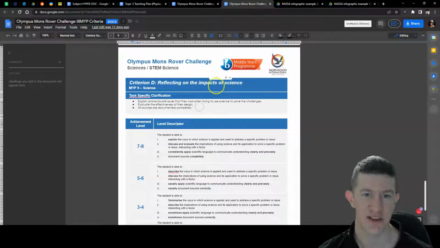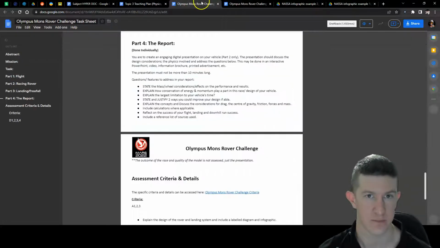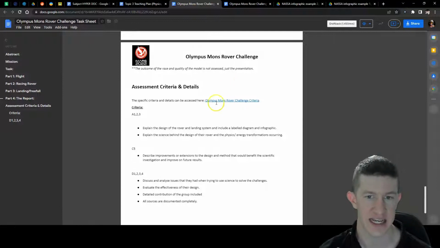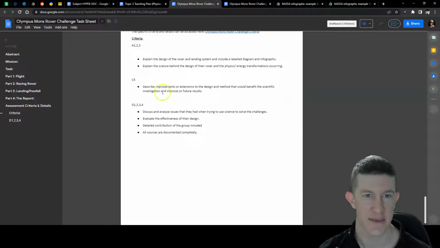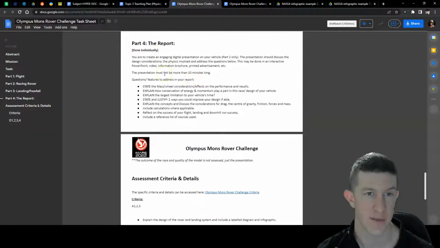Part D is reflecting on the impacts of science. So this is explaining and evaluating the issues that you had, challenges you had to overcome, evaluating the effectiveness of your design, which is in your presentation, and documenting all of your sources accurately and completely. So they're the individual criteria. They can be seen in the document, they are linked, and there's a quick summary of each of them here below. So that is the final task, part 4, the report for the Olympus Mons Rover Challenge.